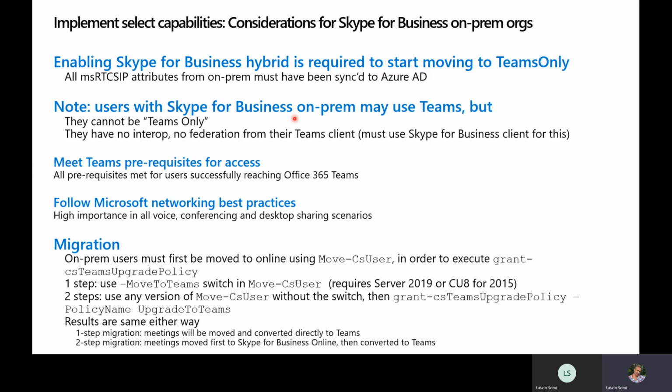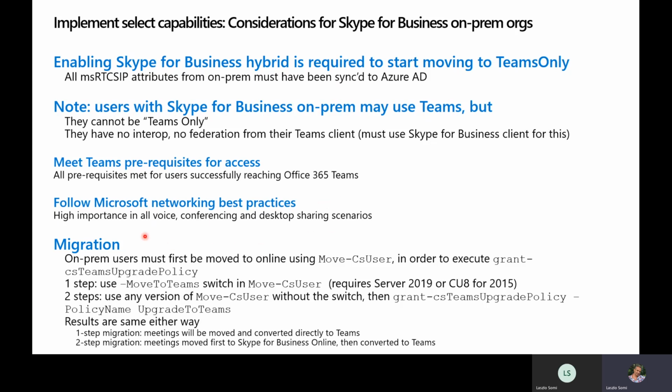So they could be in any of the Skype for Business modes. Skype for Business with Teams Collab, Skype for Business with Teams Collab and meetings. No change there. You just have to set it appropriately in this scenario. You need to meet the prerequisites for access, 2 subnets, 4 ports we talked about earlier. Follow the Microsoft networking best practices as we talked about earlier.